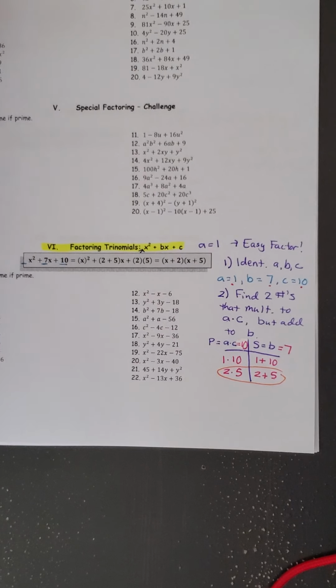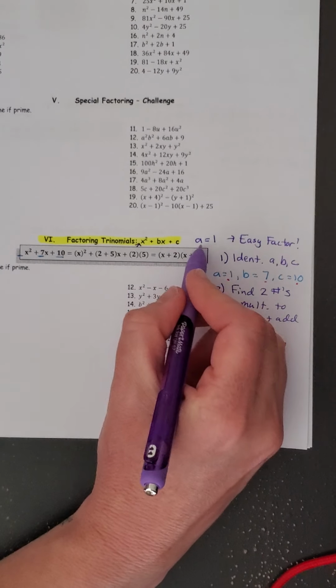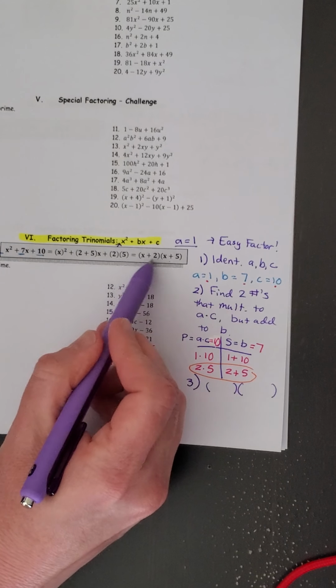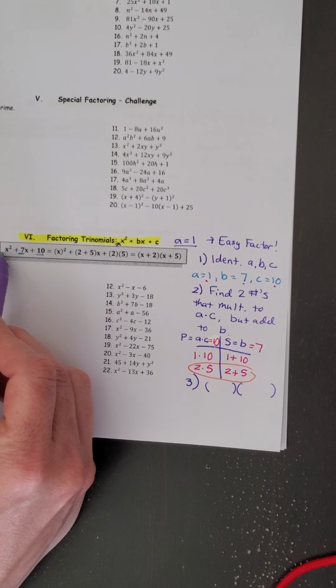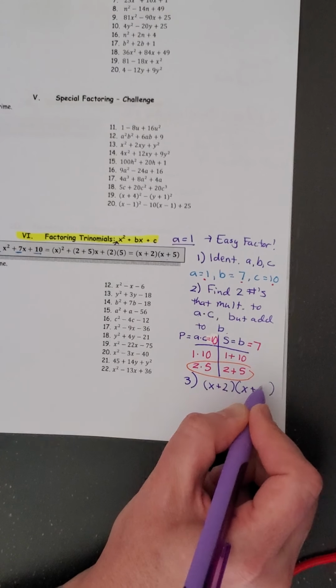All right, so step 3. The only reason that step 3 is so easy is because A is 1. We're just going to rewrite this as two binomials. So we're going to have our parentheses, x times x gives me x squared. It's the only way to make 1x squared. And my two numbers are right here, positive 2 and positive 5.